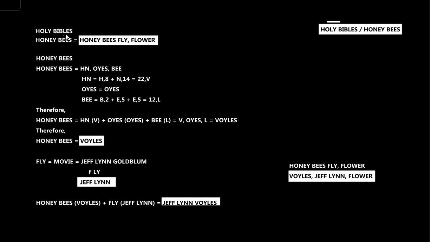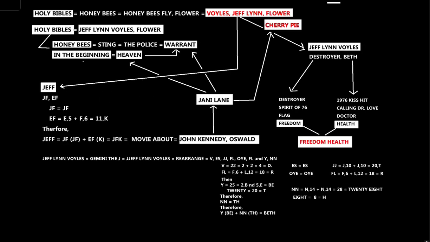So Holy Bibles equals honeybees. Honeybees fly equals Jeff voiles. So that means that honeybees fly to flower equals Jeff voiles flower. Over here we get the final result. So Holy Bibles translates to honeybees fly flower, which in turn translates to Jeff voiles flower. Okay, now here we see that Holy Bibles equals Jeff voiles flower.